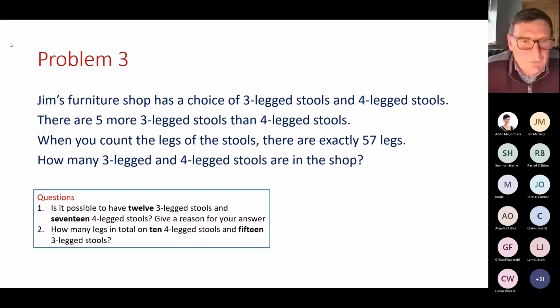So is it possible to have 12 3-legged stools and 17 4-legged stools, and give a reason for your answer? And of course, the answer is no, because there are 5 more 3-legged stools than 4-legged stools, so that's not a possible combination. The second question then is how many legs in total on 10 four-legged stools and 15 three-legged stools. This is just a question to ensure that they know how to calculate the total number of legs on the stools.